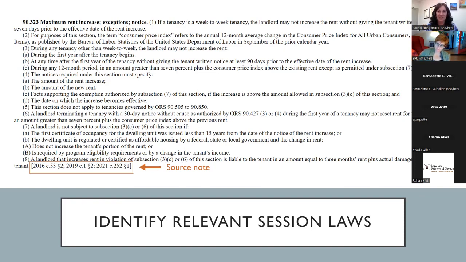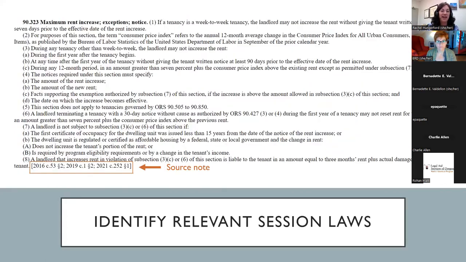text get enacted? First, you want to look at the source note. The source note is at the end of the statute, and it's just a string citation of all the session laws, starting with the session law that enacted that text. And then the subsequent cites are going to be every time that statute has been amended since. So enacted in 2016, amended in 2019, 2021. When this gets compiled next, it should show one in 2023 as well.